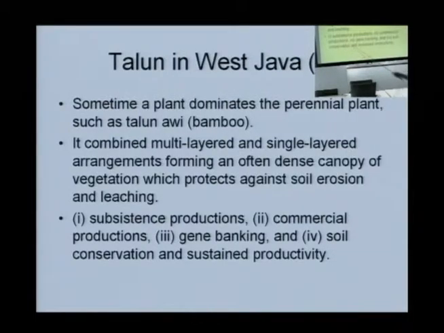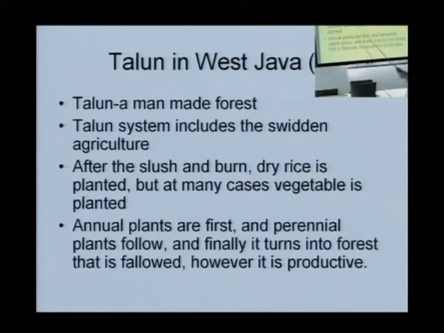And soil conservation and sustained productivity, because the multi-layered and single-layered arrangement often forms a dense canopy. So many trees and leaves fall and are accumulated, and the process continues. Although the first stage is Swidden agriculture or slash and burn, finally it becomes the forest.